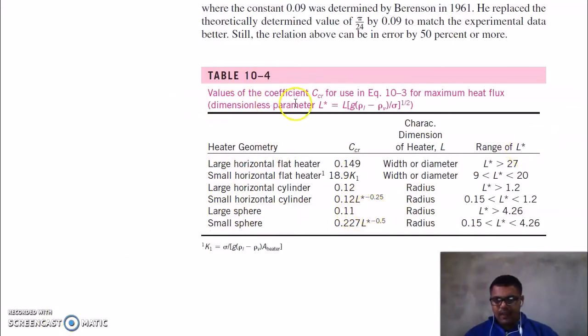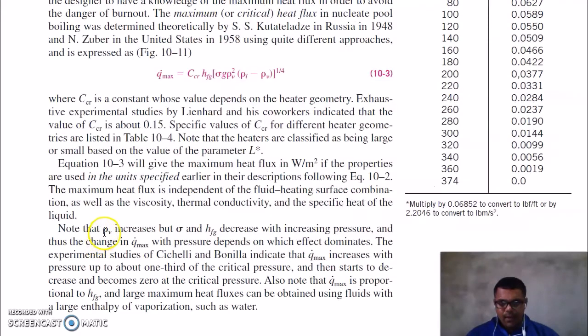Where L star is your dimensionless parameter, it depends on this value, and these values are for this range. L is the characteristic dimension of the heater. Note that the density of vapor in this equation increases, but surface tension and h_fg decrease with increasing pressure, and thus the change in Q maximum with pressure depends on which effect dominates. Experimental studies show that this Q maximum increases with pressure up to about 1/3 of critical pressure and then starts to decrease and becomes zero at critical pressure.